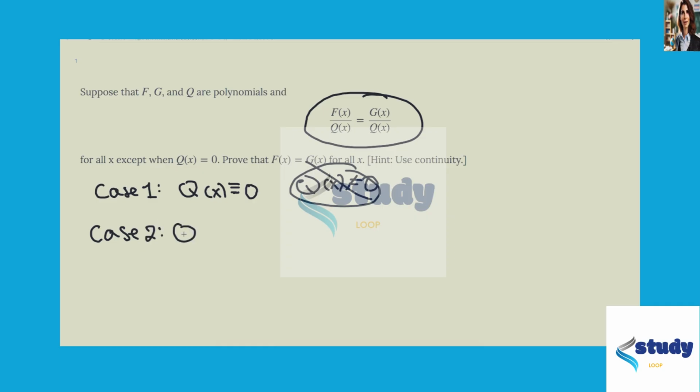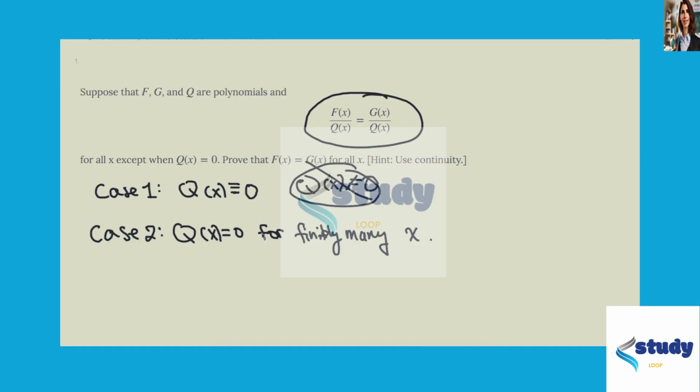Then the second case is Q is only 0 for some x, so for finitely many x's. A polynomial could have only finitely many zeros, so it's either always 0 or only 0 finitely many times.